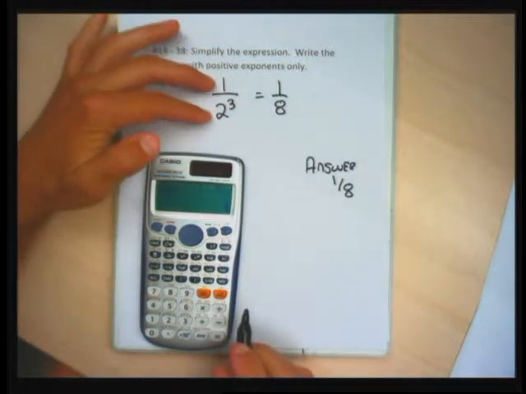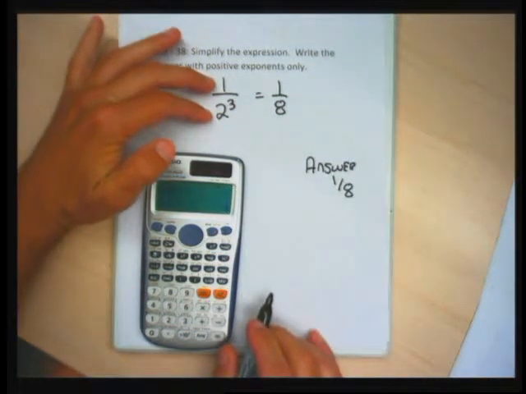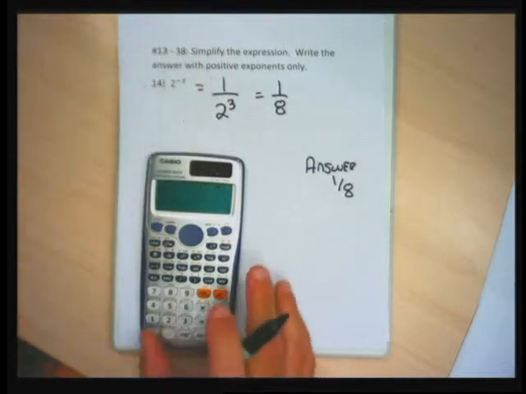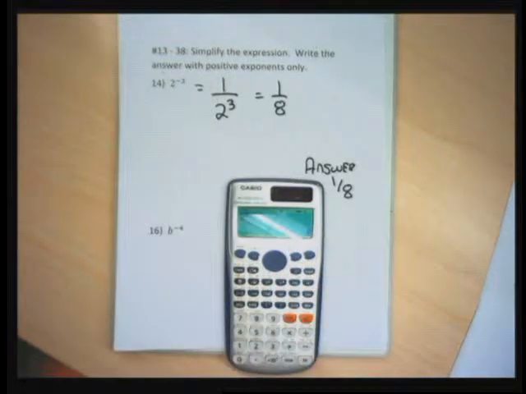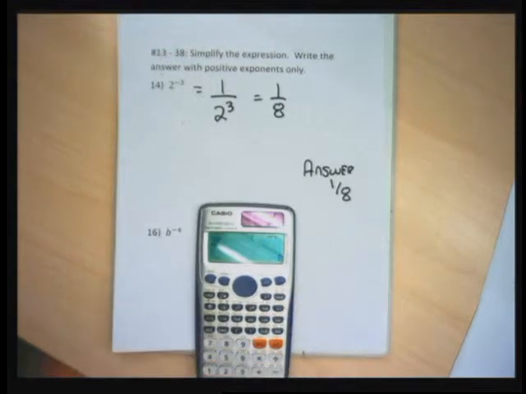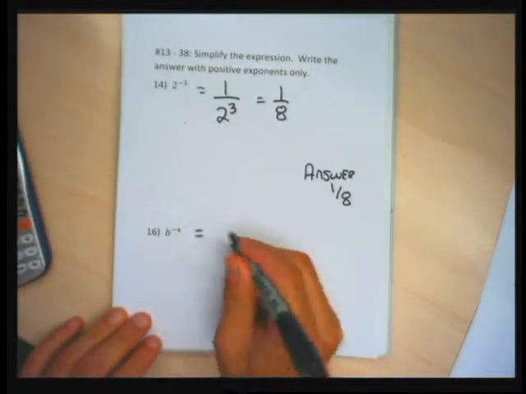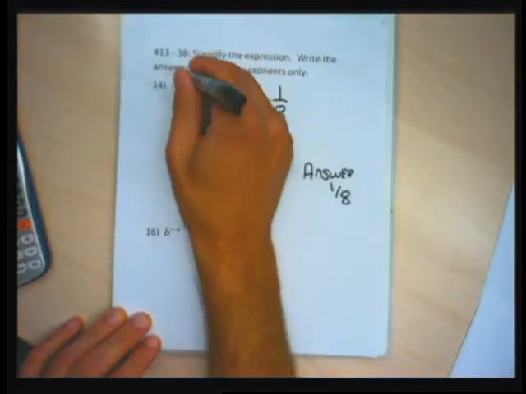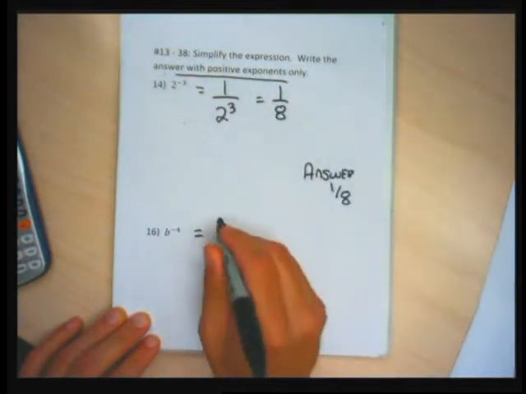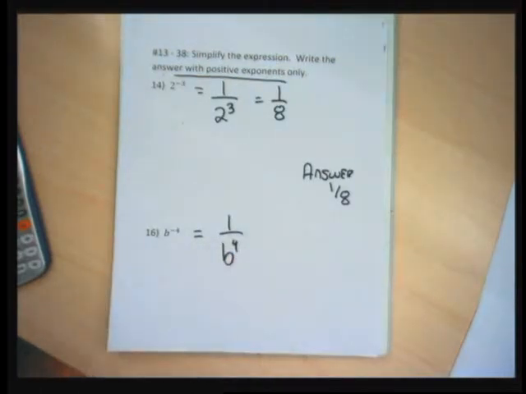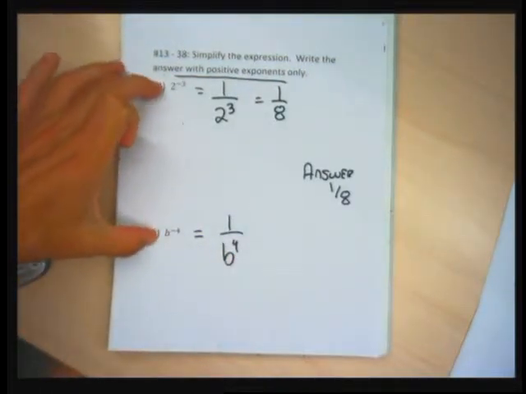1 over 2 cubed would be a correct answer, but anytime I have a number with an exponent, I'll try on my calculator to see if I can easily write that number without the exponent, and it's definitely not a nuisance to write 8, so 1 over 8 is better than 1 over 2 cubed. For 16, I'm asked to rewrite the problem, simplify it, write it with positive exponents. I'm just going to write this as 1 over b to the 4th. Again, these are basic simple problems.